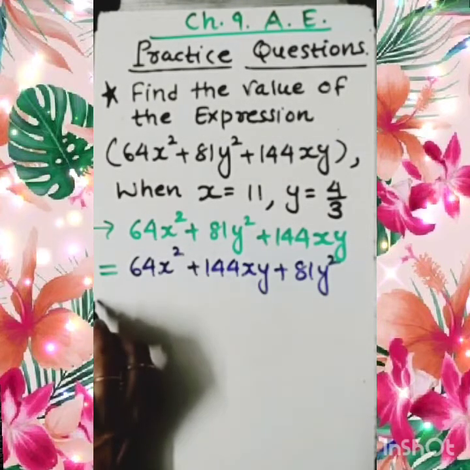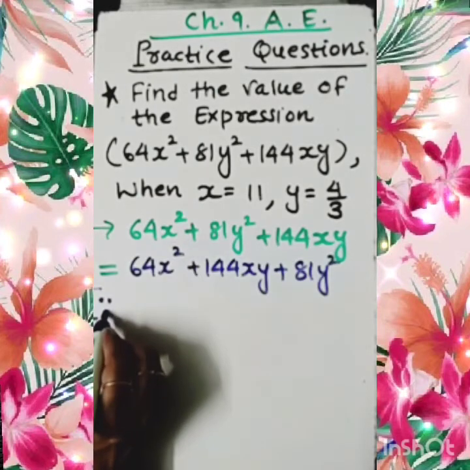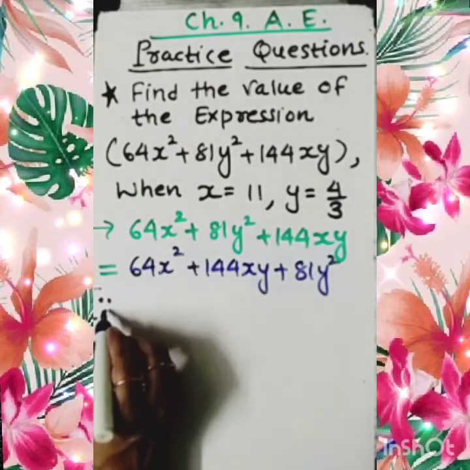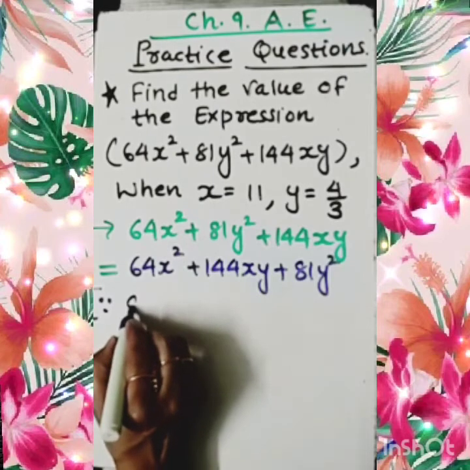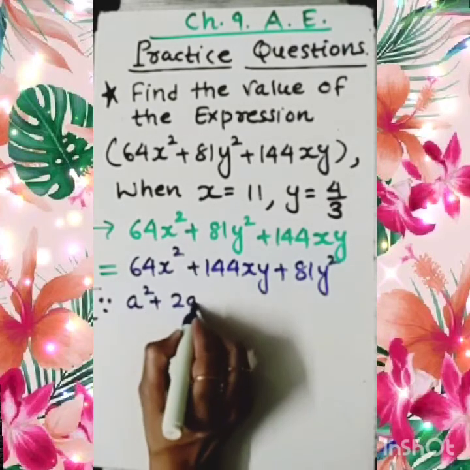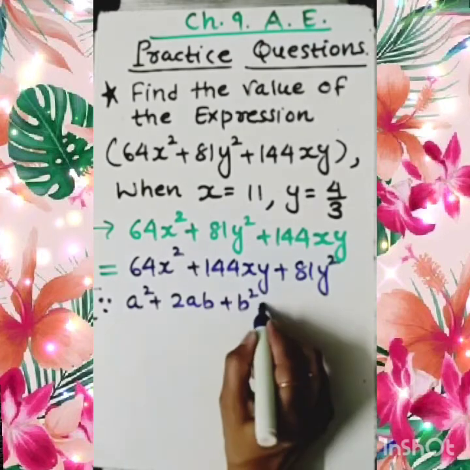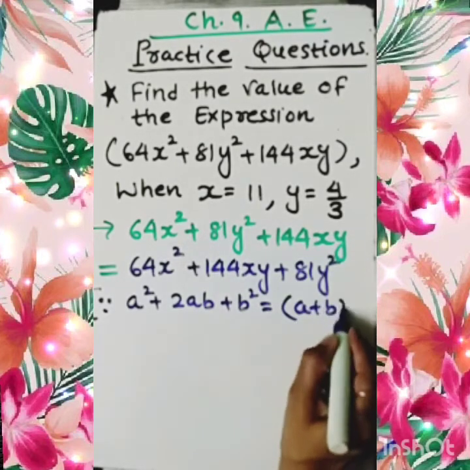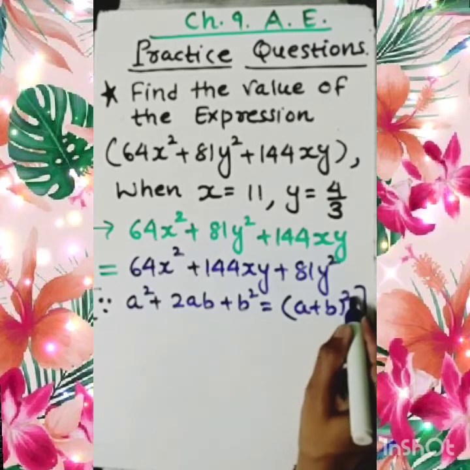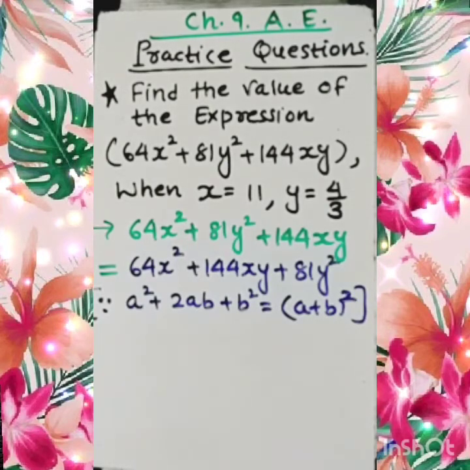So we need to apply identity here. Now which identity are we going to apply? For that we know that a square plus 2ab plus b square is equal to a plus b whole square. This is the reverse procedure of expansion. Okay, that is called factorization, which we are going to study in chapter 14. Okay, so for now please learn this by heart. We can write the identity in this way also: a square plus 2ab plus b square is equal to a plus b whole square.